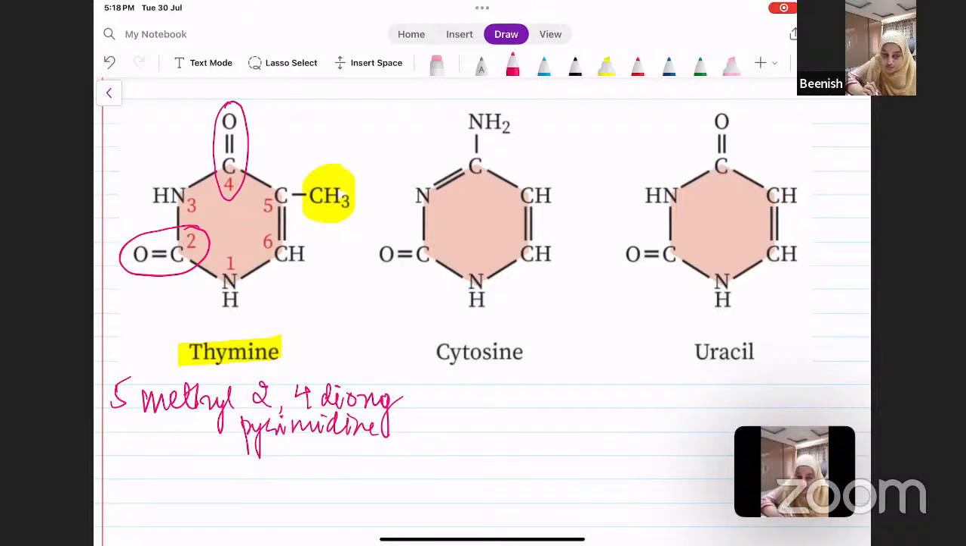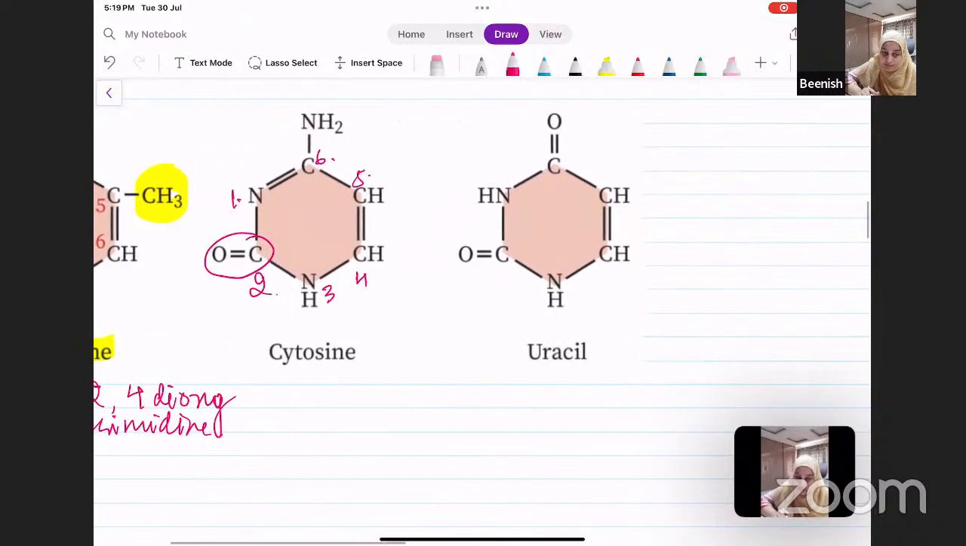Now talking about cytosine, your cytosine is 2-oxy, as you can see at the second position, C double bond O, 2-oxy, 4-amino. So this is 1, 2, 3, 4, 5, 6, actually 6 amino. Okay, 2-oxy, 6-amino pyrimidine. That is your cytosine.